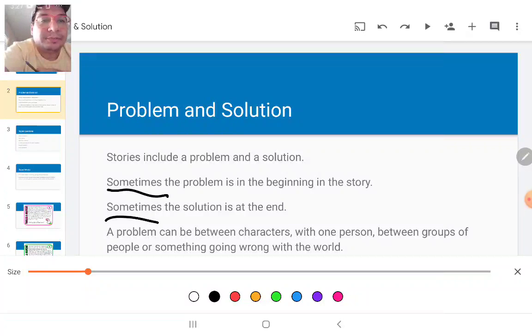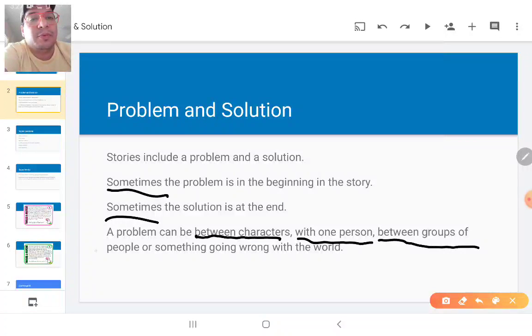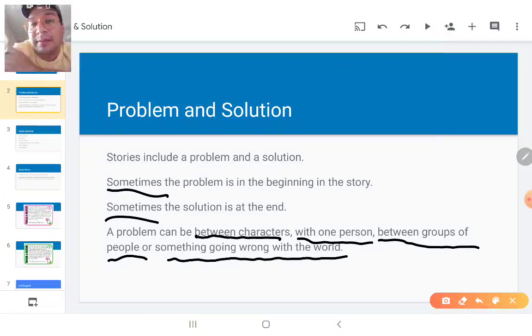Okay. So what does a problem consist of? The problem can be between characters, right? And with one person or more than one. Maybe between a group of people or something going on wrong in the world, right? Depending on what we're reading about. And those are the type of problems that we could identify, right? So those are the type of things that we may see as a problem in a story. So let's keep going with the next slide.